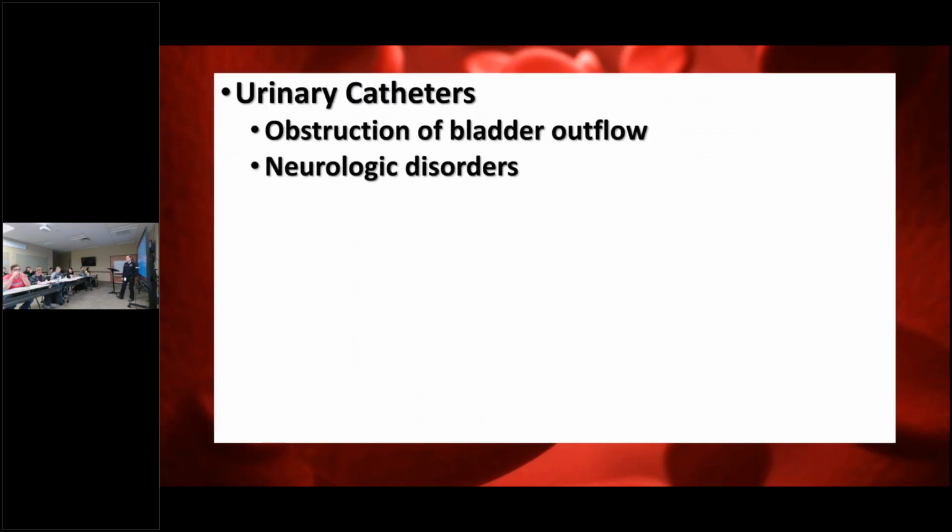So there's a bunch of reasons why somebody would be put on a Foley catheter. Acutely, if they're put into a medically induced coma, they're going to be put on a Foley catheter. But then there's also chronic conditions that can cause it. Multiple sclerosis is one. Sometimes their bladder just doesn't work, so they have to use catheters.